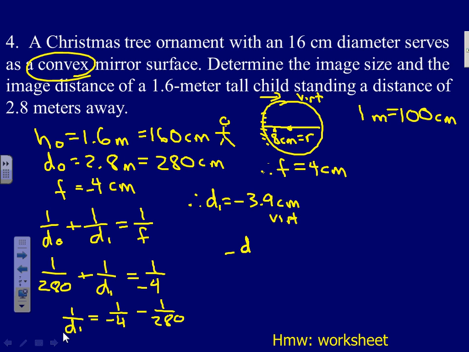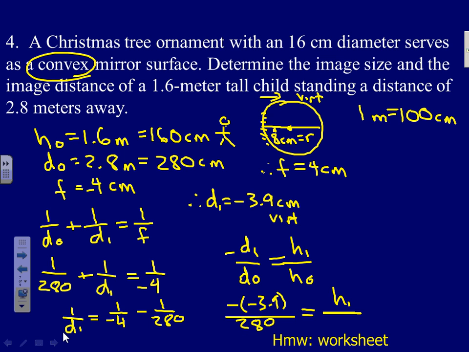And again, if we want the height of the child in the image, then we can go negative DI over DO, and we can go straight to HI over HO, or you can calculate the magnification. It doesn't matter how you do it. Makes no difference. So negative, what is the DI? Negative of a negative. Negative 3.9 over DO, which was way out there, 280, equals HI, that's what we want to find, and HO is that grossly large child of 160 centimeters.